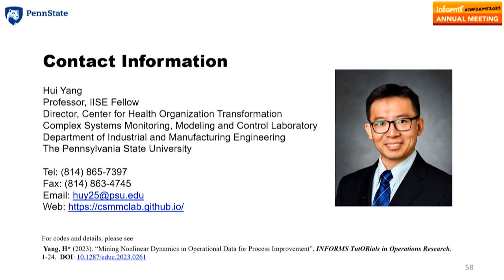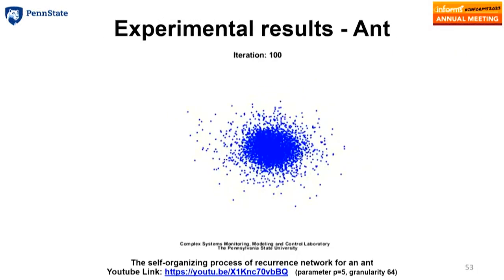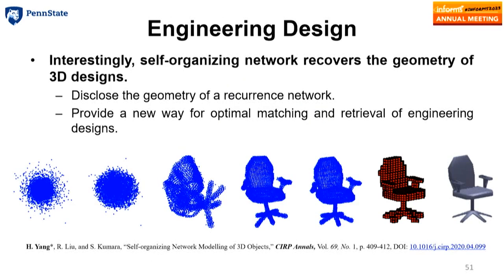Oh yeah, that's exactly what I actually propose to do, because my goal is not just self-organizing. My goal is to provide a new way for optimal matching and retrieval of engineering designs. In this world we have deep learning of images, which are very regularized data. Google has image search and text search, but you may not see 3D data search, or 3D object search. It's very difficult to implement at this moment.